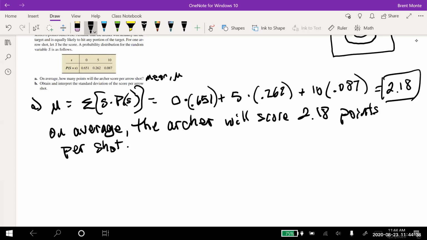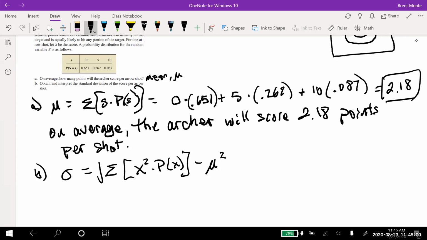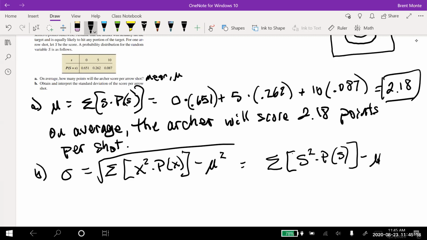B says obtain and interpret the standard deviation of the score per arrow shot. So B, now let's go back to the formula we had before. The formula looks like this. I'll put it in terms of X's, but then we'll just change it. It's the sum of X squared times P of X, minus mu squared, and then the square root of that whole thing. Well, we're in terms of S, so it's the sum of S squared times P of S, and then minus mu squared. And then again, take the square root to make it the standard deviation instead of the variance.